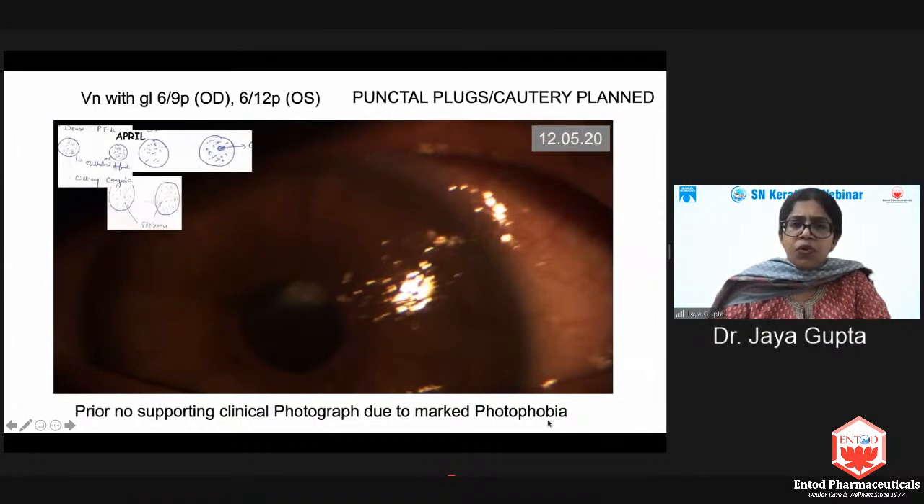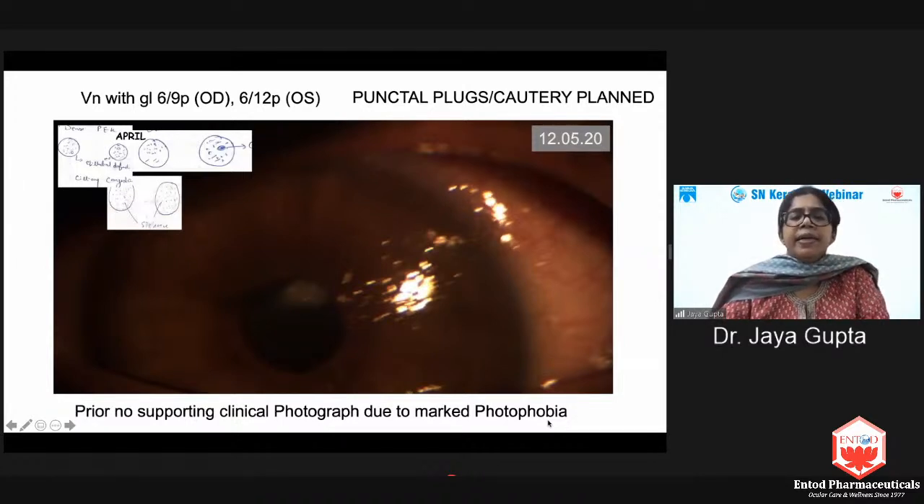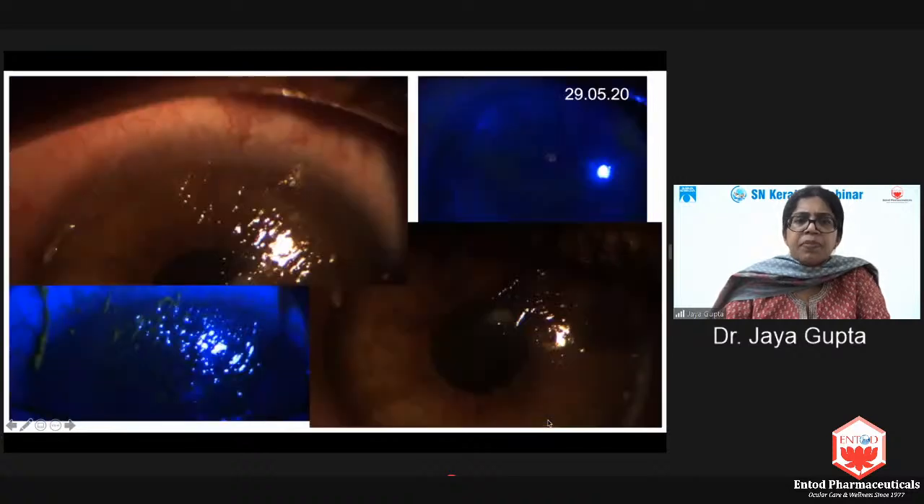And these are some more photographs, and some handwritten notes from his previous center in April, where we can see dense filaments and punctate epithelial keratitis in both the eyes. Again, a fluorescein-stained picture to show punctate epitheliopathy and dense filaments in both the eyes.